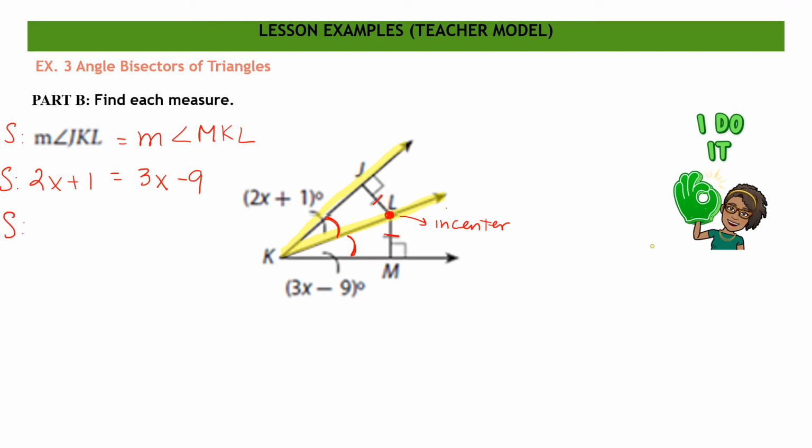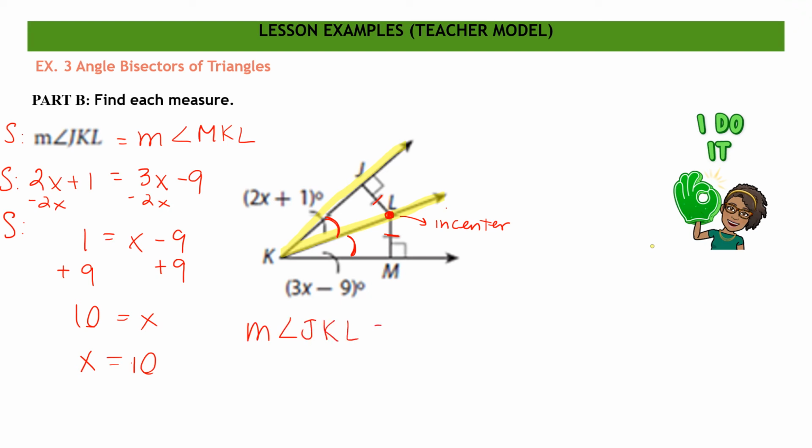Now I can just solve. Subtract 2x, subtract 2x. So I have 1 equals x minus 9. I add 9 to both sides. So 10 equals x, which is really x equals 10. So remember, we're not trying to find the value of x. We're trying to find the measure of angle JKL, which equals 2 times x, which is 10, plus 1. So the measure of angle JKL is 21 degrees. 2 times 10 is 20, plus 1 is 21.